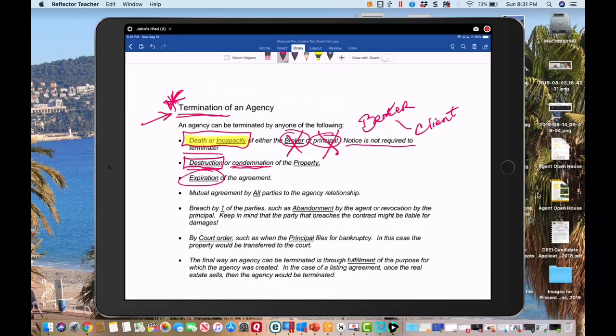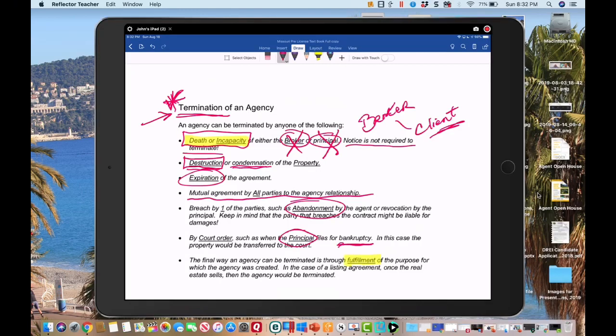Of course, expiration of the agreement: when it expires, it terminates. You could have termination by mutual agreement of all the parties. You could have termination by abandonment. Let's say the broker disappears and no one can find the broker, and you've tried to contact them. That would constitute abandonment and it would terminate a listing. Also by court order: if the principal, the client, files bankruptcy, that would terminate the agency agreement. And the final way that an agency can be terminated is through fulfillment.